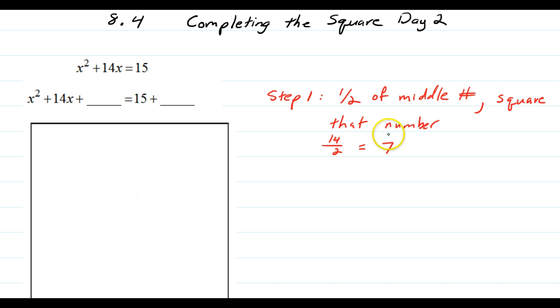And then the second part is we take our answer and square it. So 7 times 7 is 49. Now since this is an equation, it wouldn't be fair if I put 49 on this side and nothing on the right side. So whatever I do to the left side, I have to do to the right side. Since I added 49 here, I'm going to add 49 on the right side.